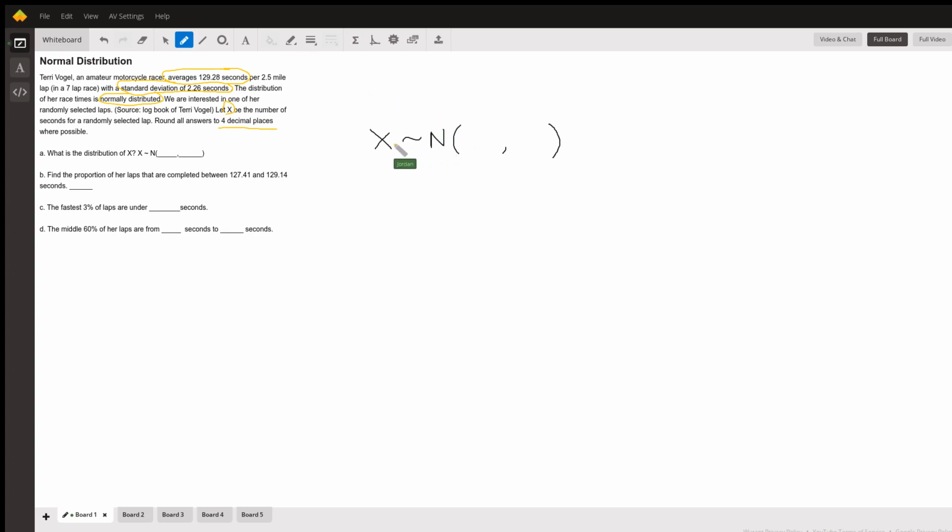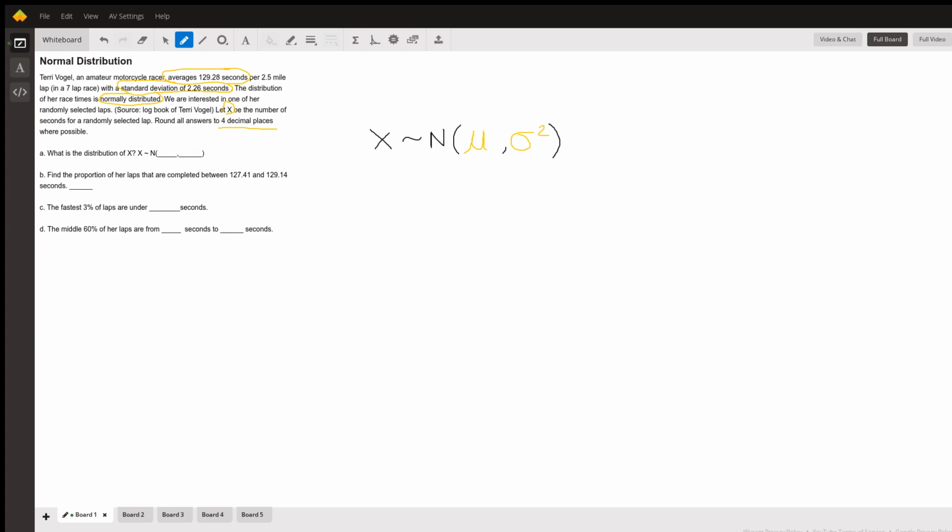And so when you see it written this way with the X tilde N and then parentheses, the first value that goes inside is going to be your mean, notated by mu. And the second one is going to be your variance, notated by sigma squared. And so we're actually given this information in the problem statement. That mu value is going to be your average of 129.28. And then your variance, again, notated by sigma squared, is just going to be your standard deviation squared. So you take that 2.26 you're given in the problem statement, square it, and you get 5.1076. So let me write this out for you.